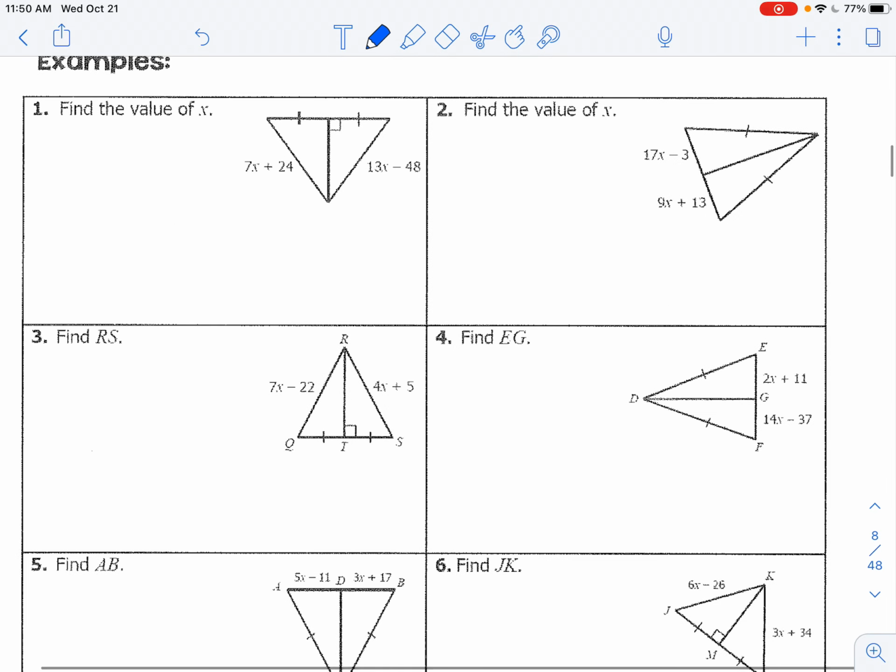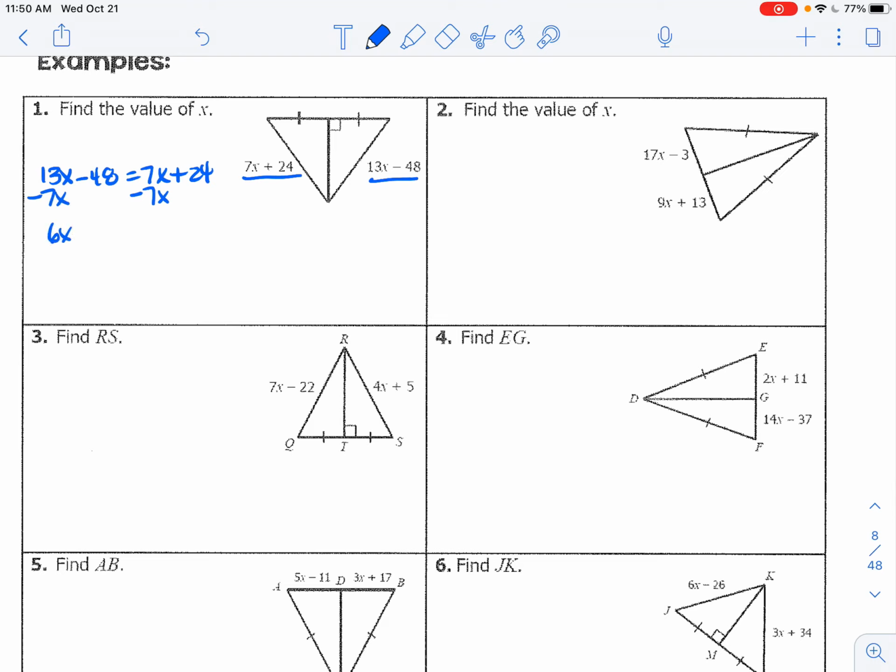Let's try some examples. All right, so what that says is that these two expressions are going to be equal to each other. So let's write them down. 13x minus 48 is equal to 7x plus 24. If I subtract 7x on both sides, that gives me 6x. And if I add 48 to both sides, that's going to give me 72. If I divide both sides by 6, x is equal to 12.